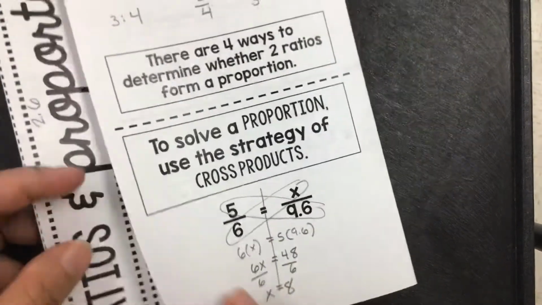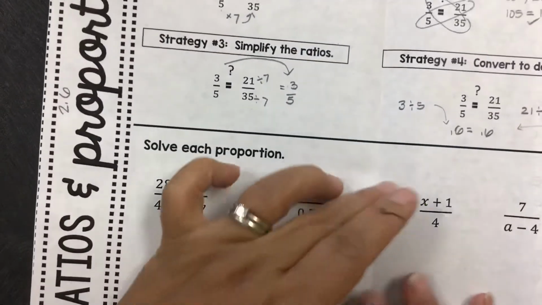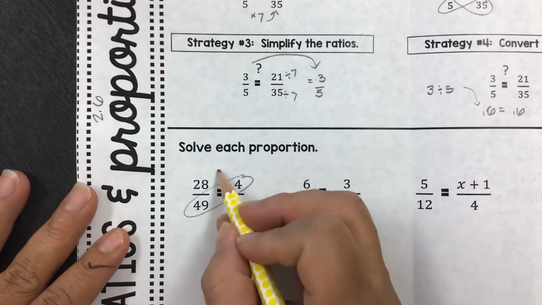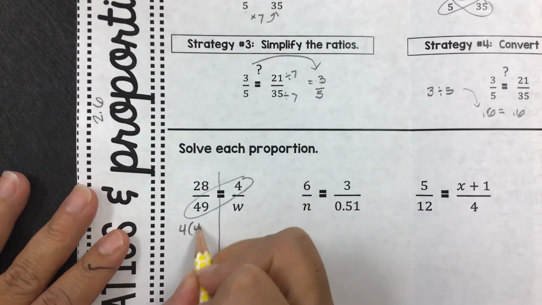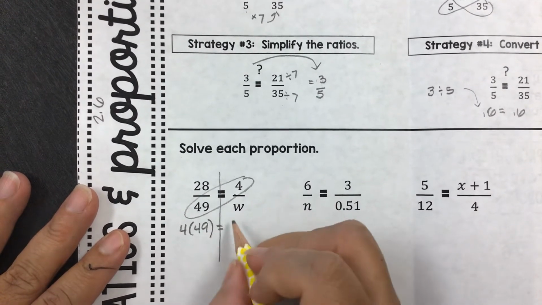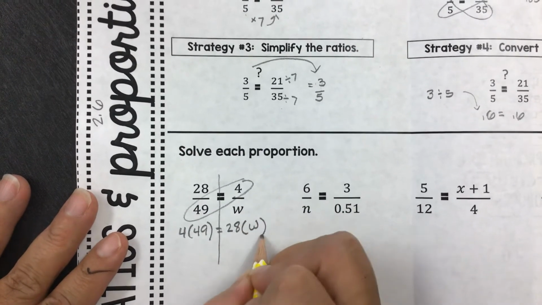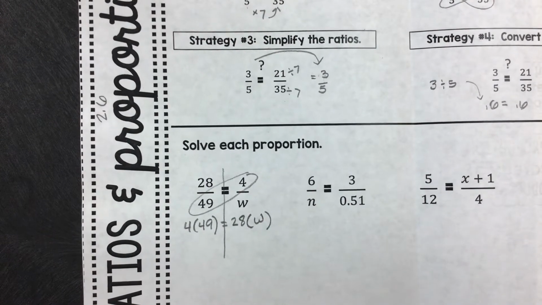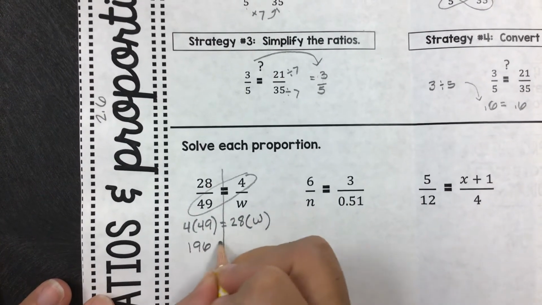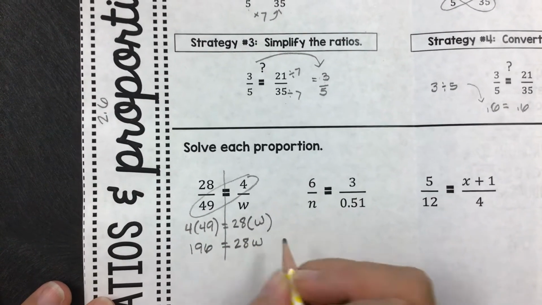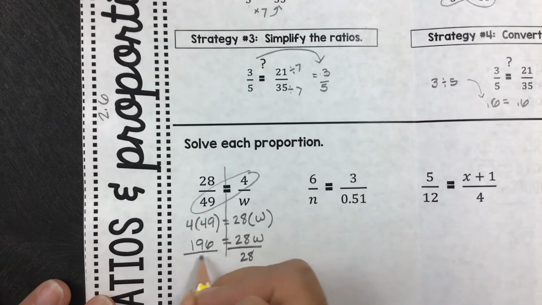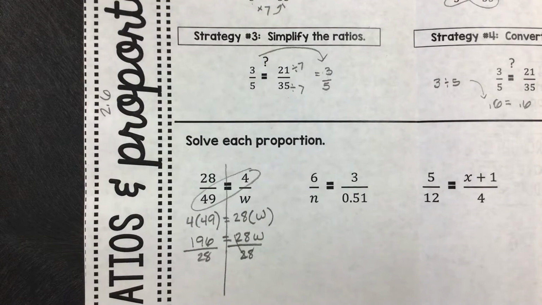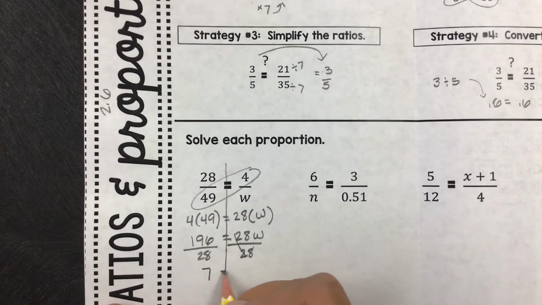So let's get more practice. I'm going to cross multiply this way first, and I'll draw the line. That's 4 times 49, and that's equal to 28 times W. 49 times 4 is 196, equals 28W. So now we're going to divide by 28 on both sides. 7 is equal to W.